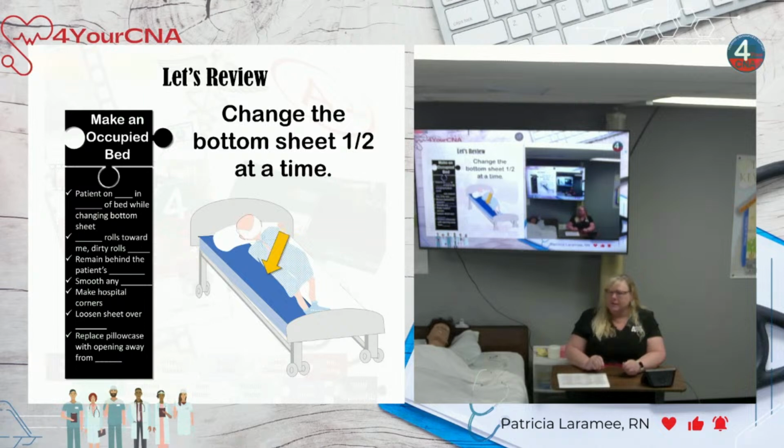Try to limit the amount of time that they're without the pillow, though. Don't take the pillow away first, change the sheets, and then put the pillow back in last. I mean, you don't want that whole skill to be without a pillow. Limit the time there without the pillow. Okay?